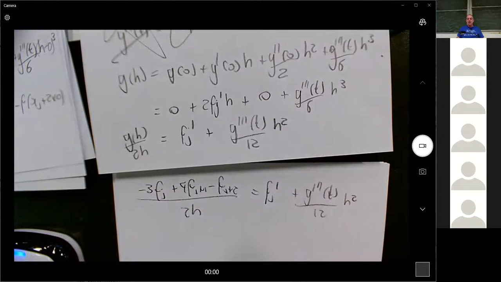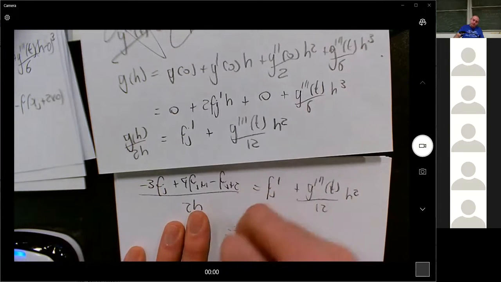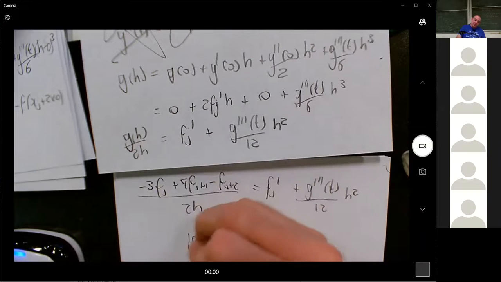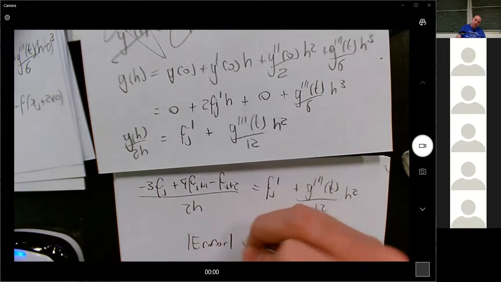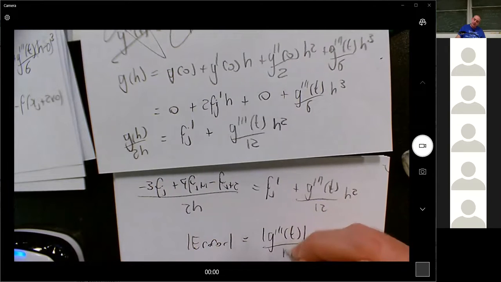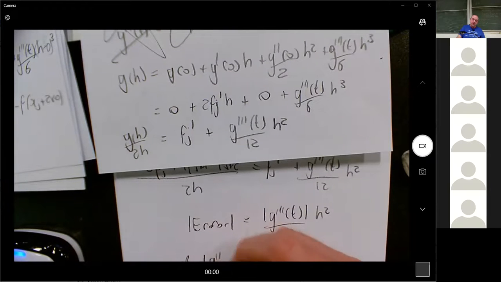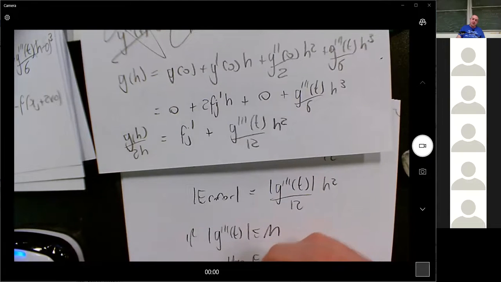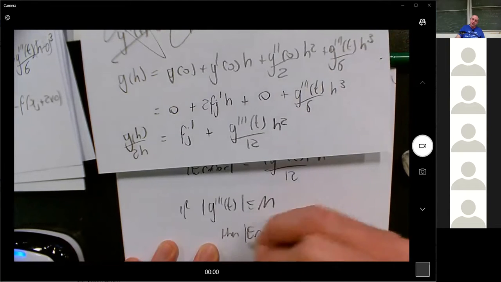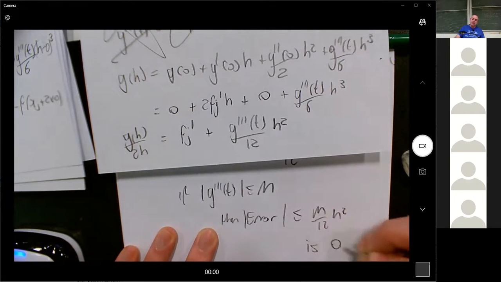And as long as this is bounded, we've got a big O. So if G double dash, so the error, the absolute value of the error is the absolute value of G triple dash T on 12 times H squared. So if the absolute value of G triple dash T is less than or equal to M, then the error is less than or equal to M on 12 times H squared, which is big O of H squared.